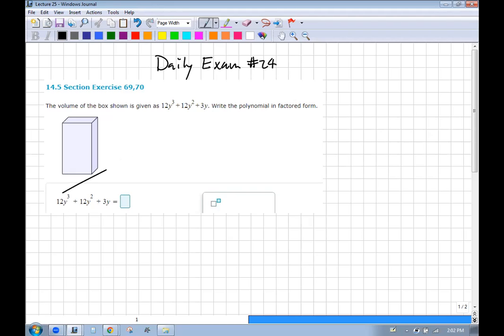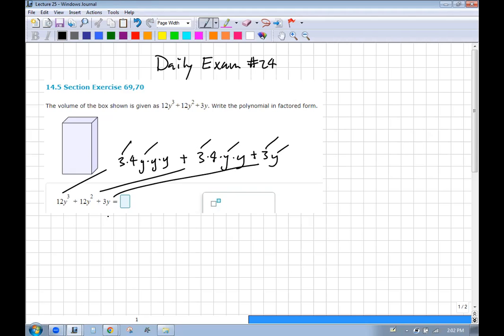Like this one here is 3 times 4, y times y times y. This one is 3 times 4 times y times y. This one's a 3y. Out of all of them, they all have a 3 and they all have a y. So that's your GCF. You can always pull out the 3y.